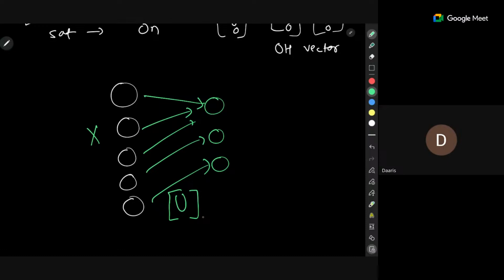What do you think? Dimension of U. 3 cross 5, right? So I'll have 3 rows and 5 columns. And that's what it is.